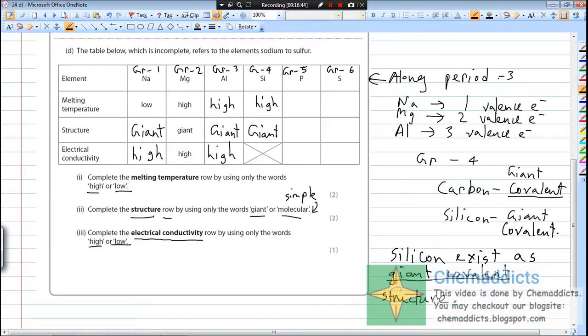Okay, so now let us move on to group 5, that is phosphorus. Phosphorus lies in group 5. So we all know that group 5 and group 6 elements are non-metals. So we expect them to have low melting temperature, since group 5 and 6 are non-metals. Let me write it here: non-metals.